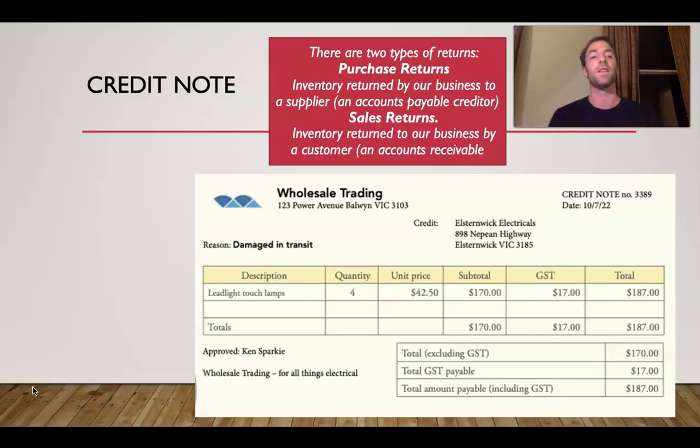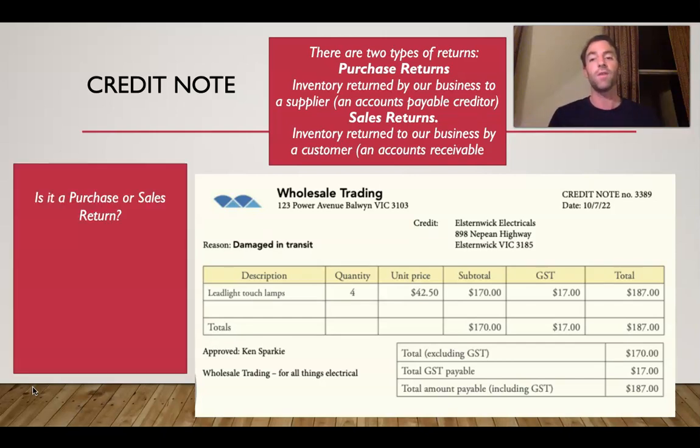What does this credit note look like? It looks something like this. And this becomes quite difficult. And you might have a question. Is this a purchase or a sales return? What do we do when we see a source document? We become detectives and we start to look at it. This one, you'll see there has been 4, and you can see that there, 4 LED light touch lamps returned. Why were they returned? They were returned because they were damaged in transit.